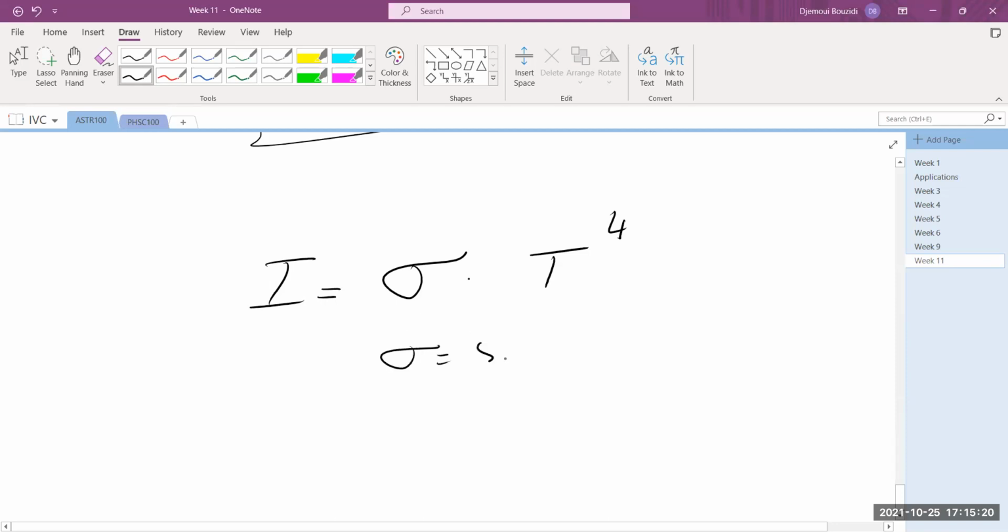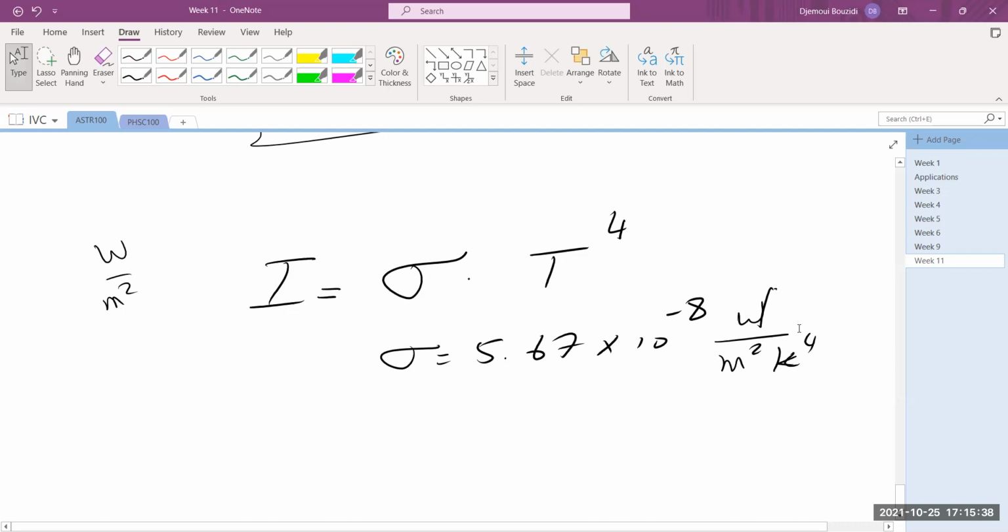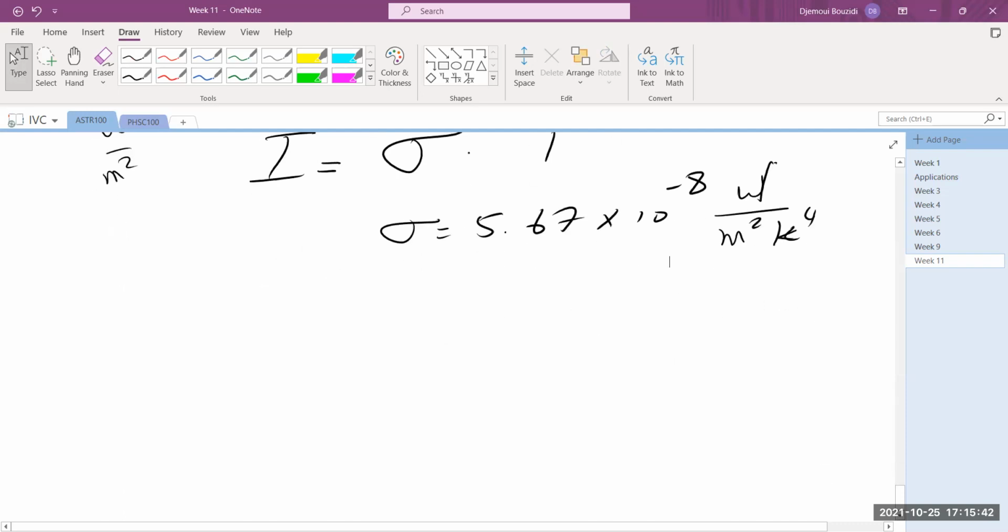Where sigma is just a number, 5.67 times 10 to the negative 8. The units, this one is in watts per meter squared. So this one better be in watts per meter squared. But you have a temperature here in Kelvin to the power 4. So you better also have Kelvin to the power 4 to cancel that Kelvin to the power 4. So this is just a constant.